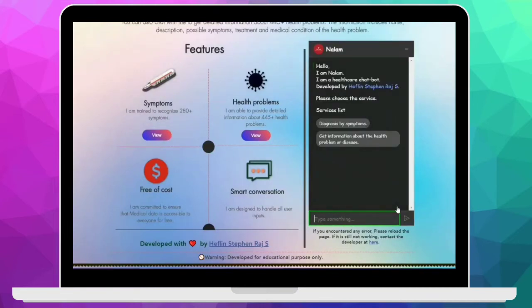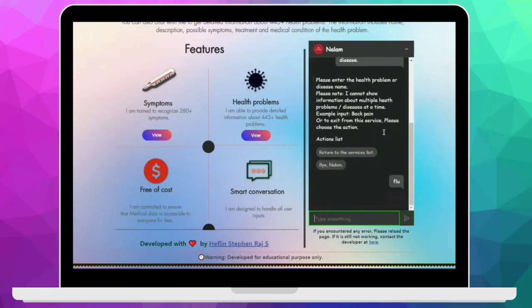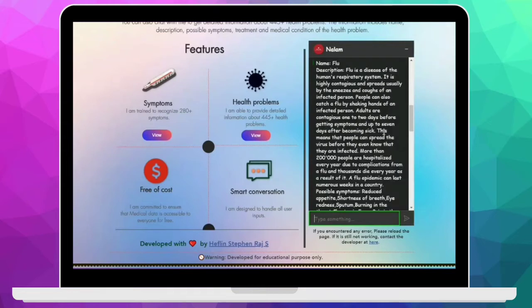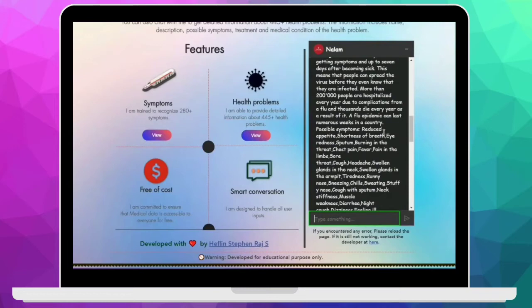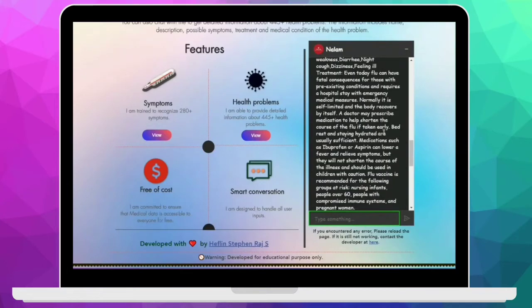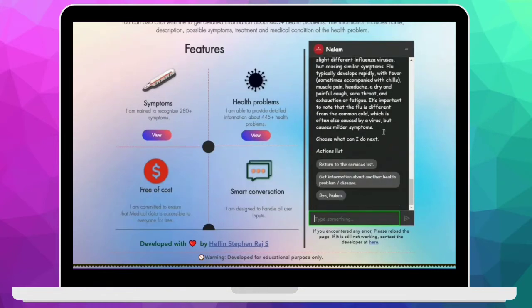Now I'm going to show you how to get detailed information about the health problem. Now Nalam has provided the detailed information about flu. The detailed information includes name of the disease, description, possible symptoms, treatment, and medical condition of the health problem. Here it is flu. From here you can go back to the service list or get information about another health problem or close the chat.